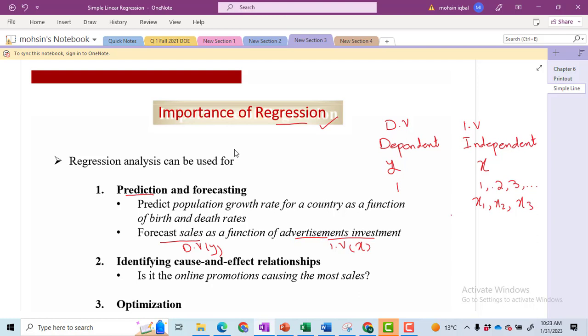In this example, predict the population growth rate for a country as a function of birth rate and death rate. So birth rate is my first independent variable, death rate is my second independent variable, and the population growth is my dependent variable, and that is only one. So this was the application.